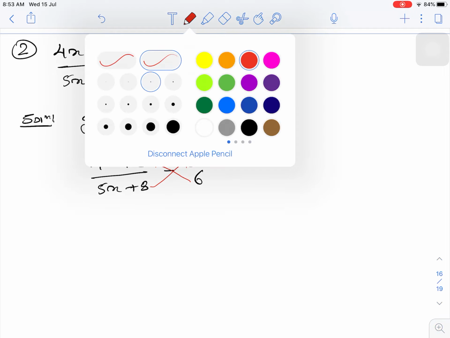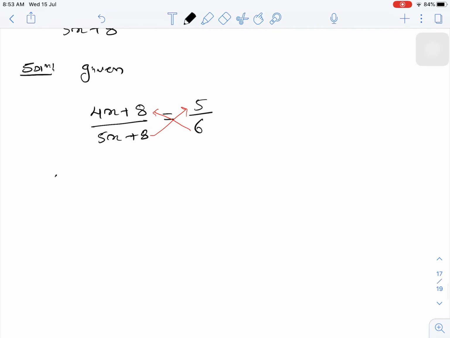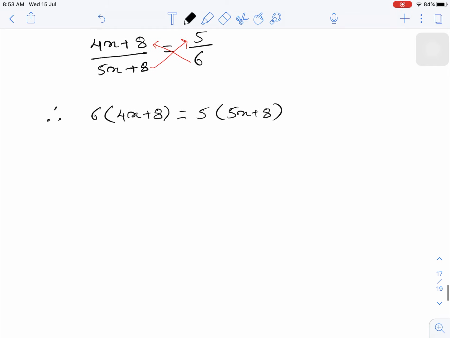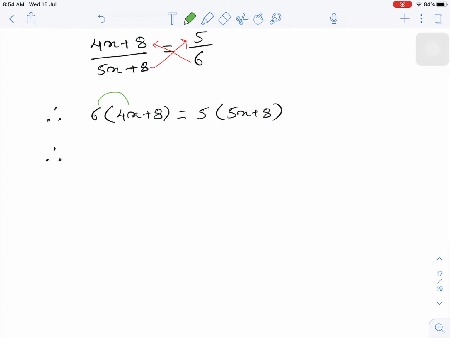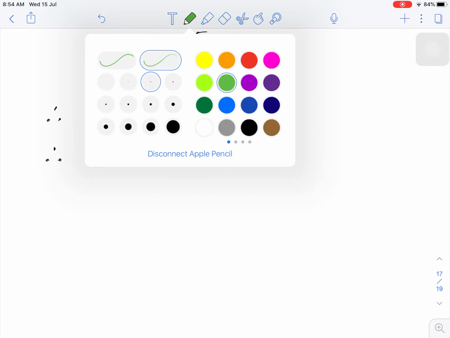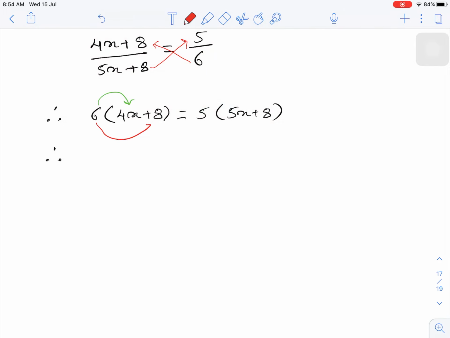So next step, what you will get: therefore 6(4x + 8) = 5(5x + 8). Now this 5x + 8 will come over here, so you will get 5 in bracket 5x + 8. Therefore now this 6 will multiply with 4x first, and then this 6 will multiply with 8.